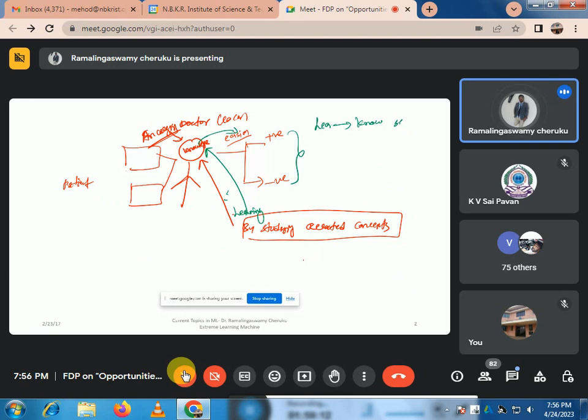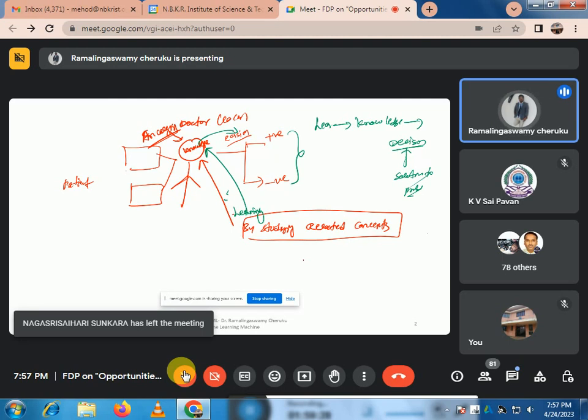The decision is nothing but a solution to your problem. What is the decision you are doing? The solution to the problem. What is the problem in this case? The problem is the diagnosis of cancer.